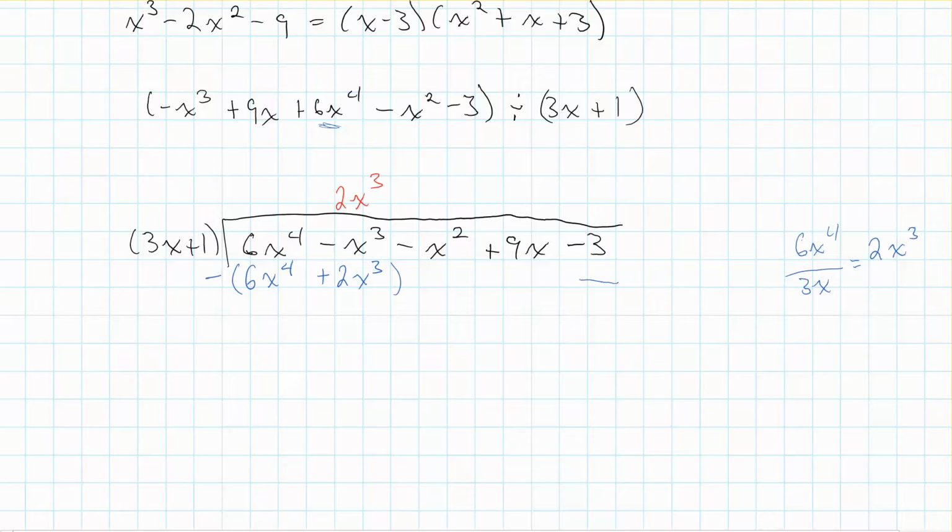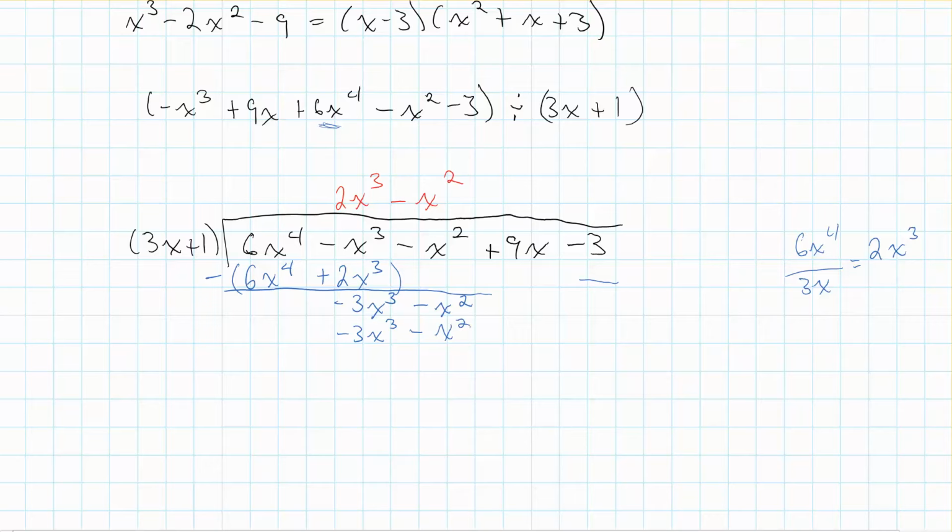So then when I subtract, the 6x to the fourth minus 6x to the fourth is 0. Then I have negative 1 minus 2, so this would be negative 3x cubed, and I bring down the next term, which is minus x squared. Now, what do I multiply 3x by in order to get negative 3x cubed? Well, that would be minus x squared. So then I do, again, the same thing, distribute minus x squared times 3x. So I'd get minus 3x cubed, and then I'd have minus x squared.